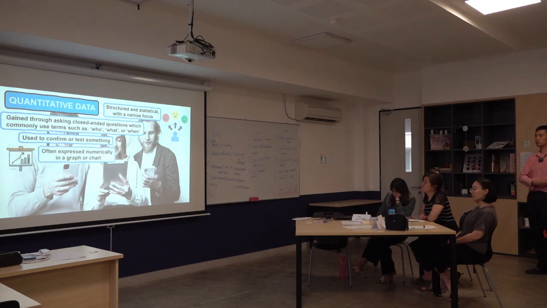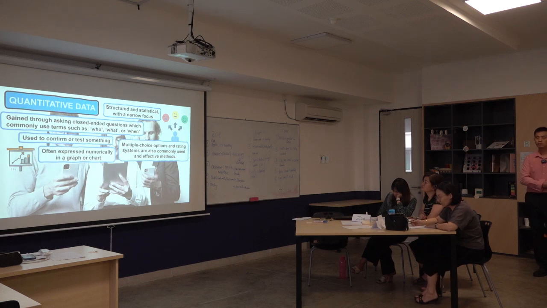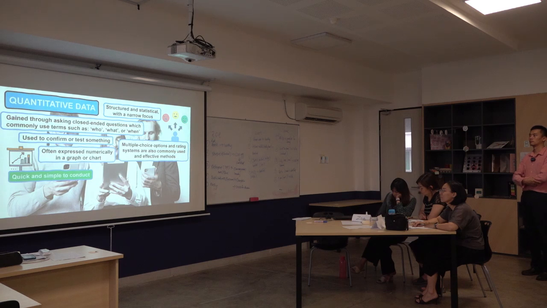You could consider it to be a collection of cold hard facts, which are typically expressed in a graph or chart. Quantitative data is often collected through research methods which use closed-ended questions such as yes or no answers, but multiple choice options and rating systems are also commonly used and are also effective methods. The main benefit to a business is the speed at which quantitative data can be collected, due to the simplistic nature of the research method used, which often leads to more responses being received.